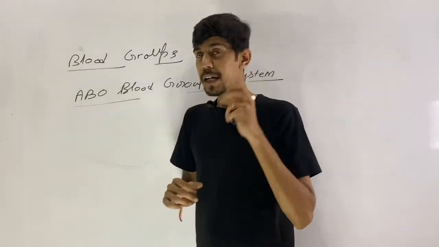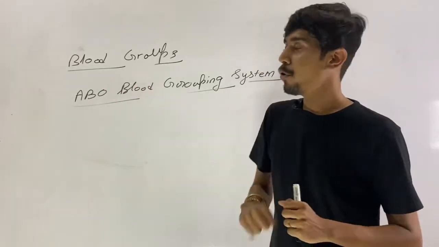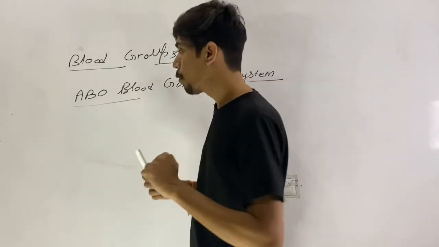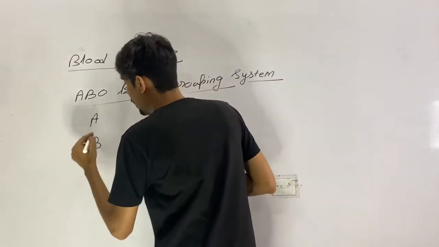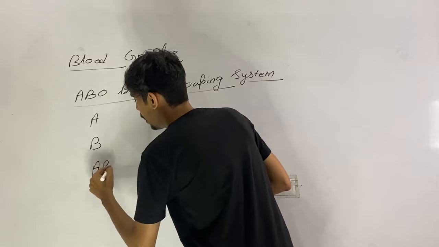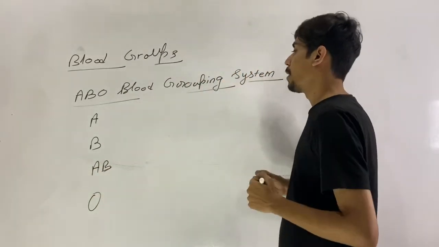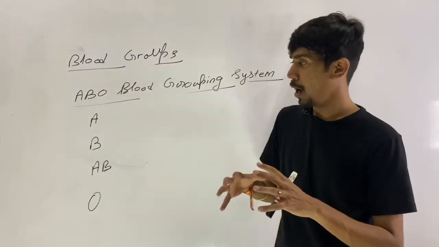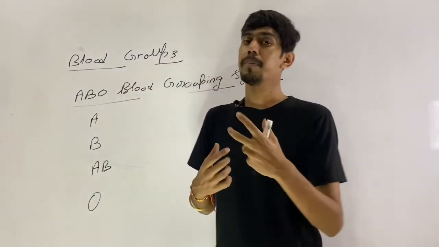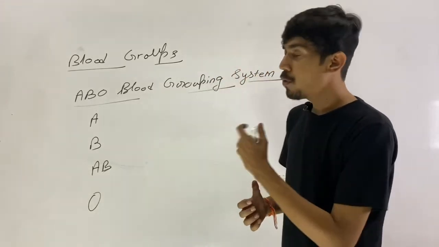Starting with this, we have 4 types of blood groups. In the ABO blood group system, we have 4 types of blood groups. What are they? The 4 types of blood groups are A, B, AB and O. And how are these blood groups decided? How is it decided that a particular person has blood group A or blood group B?